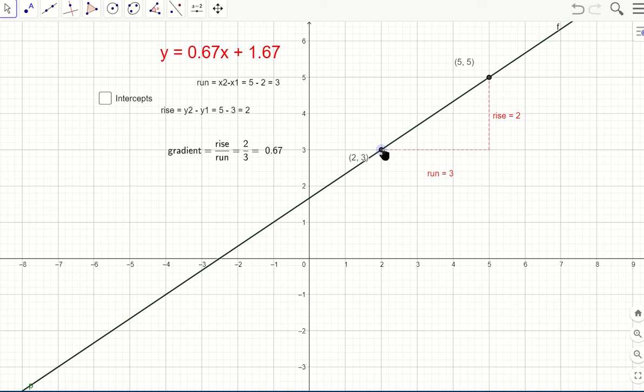Also notice how x2 minus x1 is 5 minus 2, which is the x value here, 5, minus this x value here, and y2 minus y1 is 5 minus 3. Okay, I'm going to go back to the OneNote, but as I said, you guys are welcome to use this anytime you want.